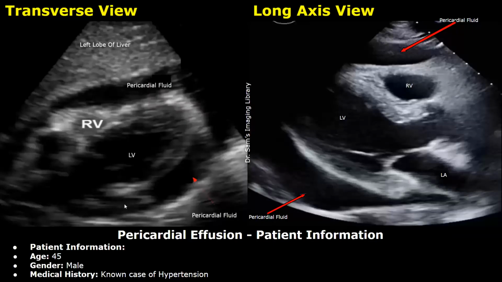Our first example is regarding pericardial effusion. This is a report on a patient with pericardial effusion due to motor vehicle accident. Patient information: age 45, gender male, medical history, known case of hypertension.